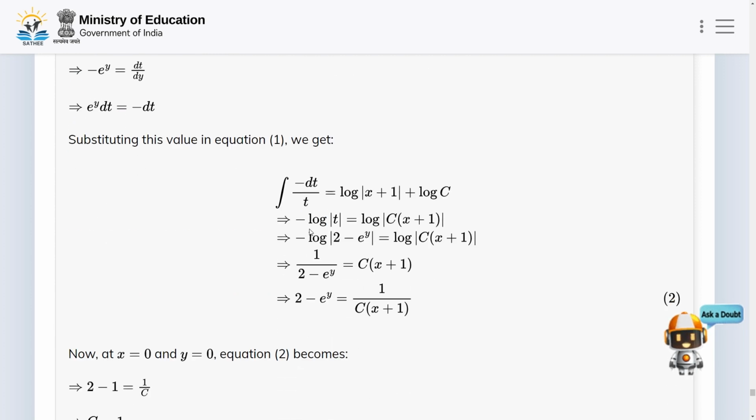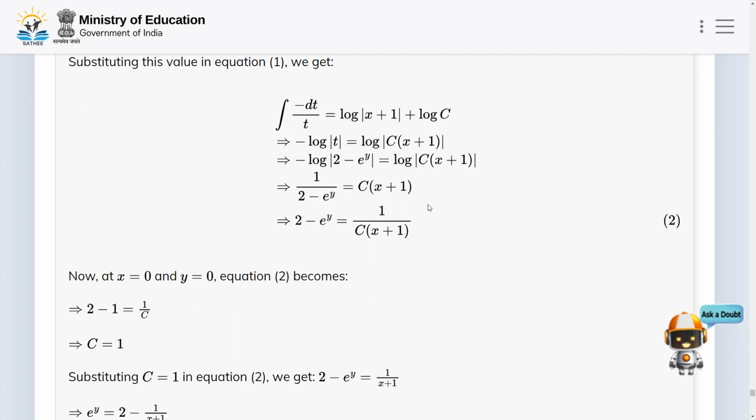This means the direct answer will be what? Minus log t. This means minus log (2 - e^y). And this we already have. We just use log properties. After using log property, you will have 1/(2 - e^y) is equal to c multiplied with (x + 1). This means this is your general solution.